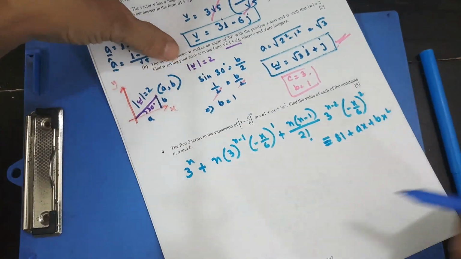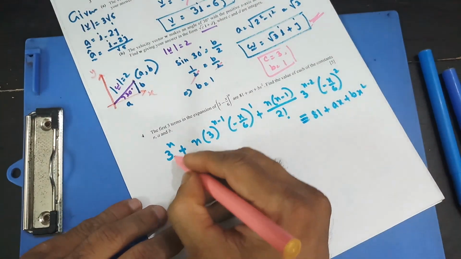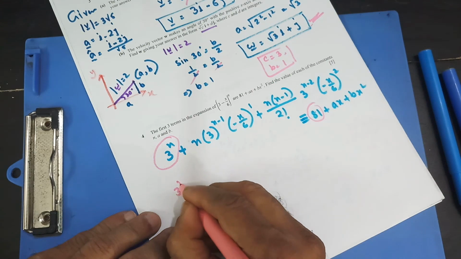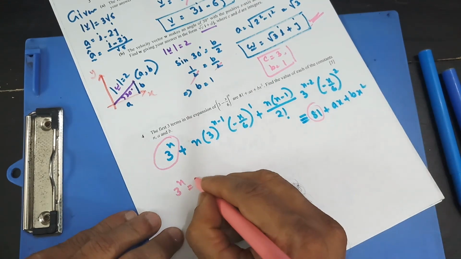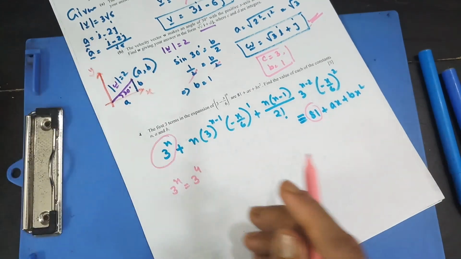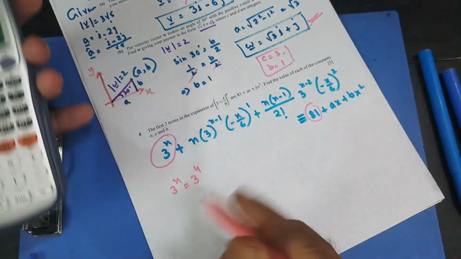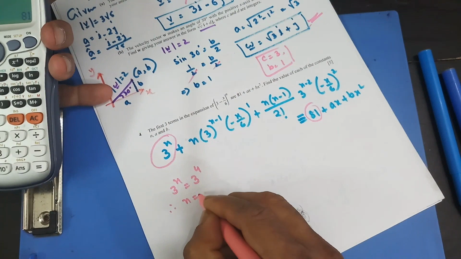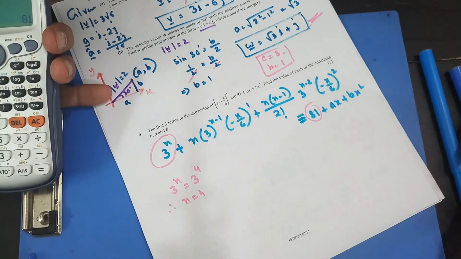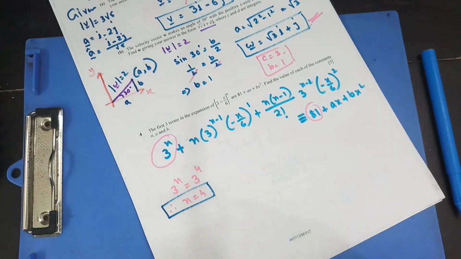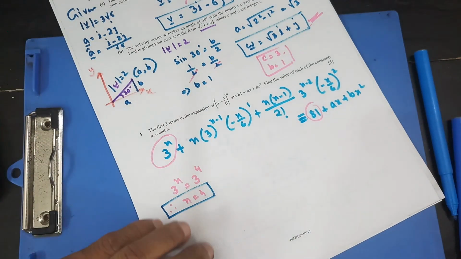Okay, so we are ready to do some calculation over here. Looking at the constant term, 3 to the power n equals 81, which can be written as 3 to the power 4. You can check that, 3 to the power 4 is 81. Therefore I already got the value of n. n is 4, so that's my first value. n is done.